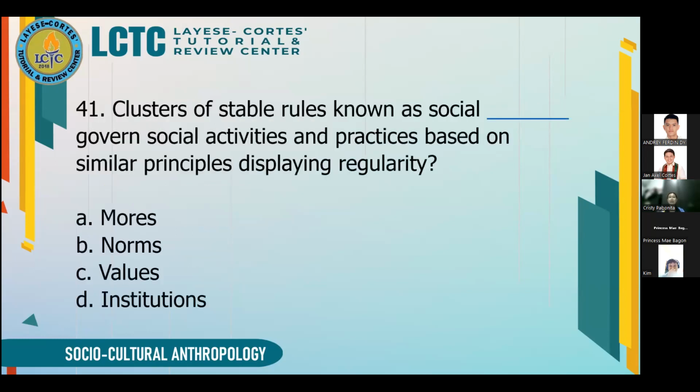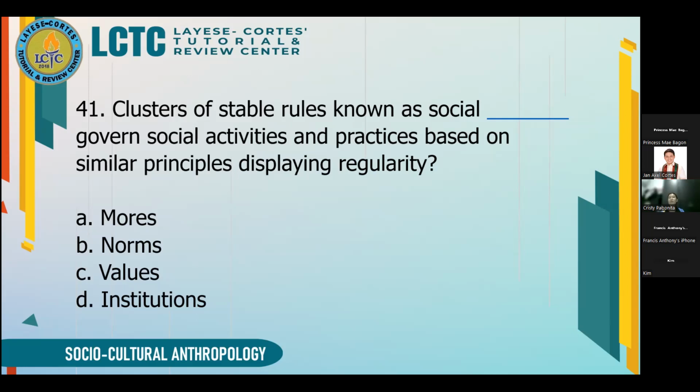41. Clusters of stable rules known as social blank govern social activities and practices based on similar principles displaying regularity. What do you think? It governs social activities and practices. So which among the choices governs social activities and practices based on similar principles displaying regularity? Letter B, ma'am, norms? Letter D. Institution. Written rules. Values.